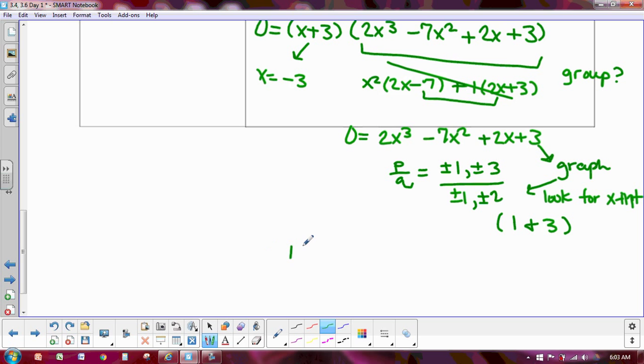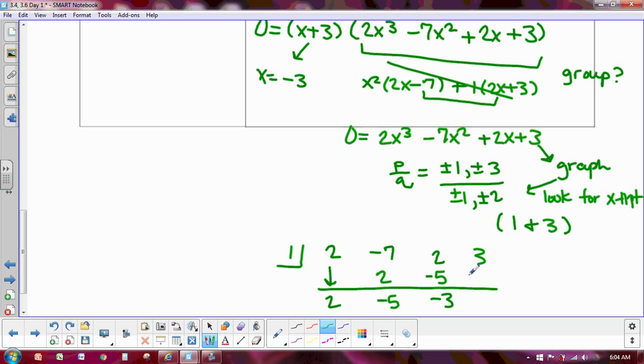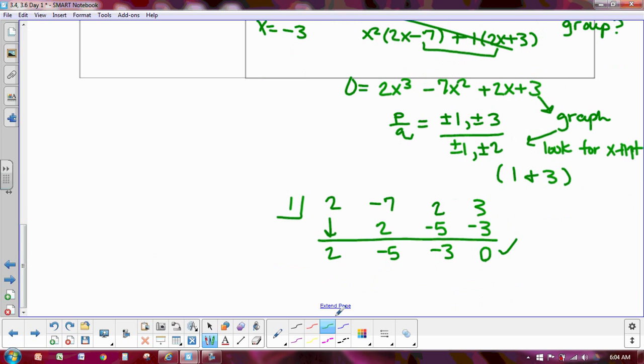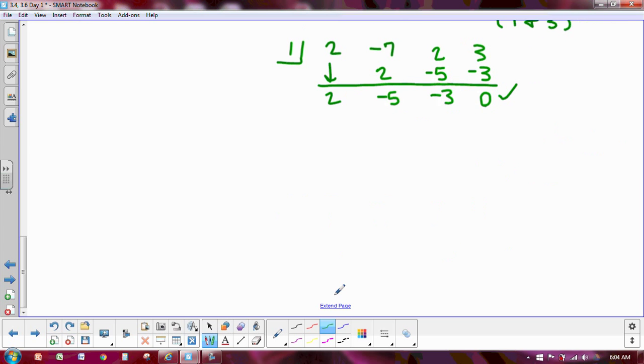So say I pick 1. And now I'm going to do division with this cubic. So 2, negative 7, 2, 3. And I go through, drop the 2 down, multiply, add, I get negative 5, multiply, add, I get negative 3, multiply, add, I get 0. And I'm checking that because I want the remainder to be 0 so that I know that I have a factor because it goes in evenly. So what that means is that because of the 1 in the box, I was dividing by x minus 1.